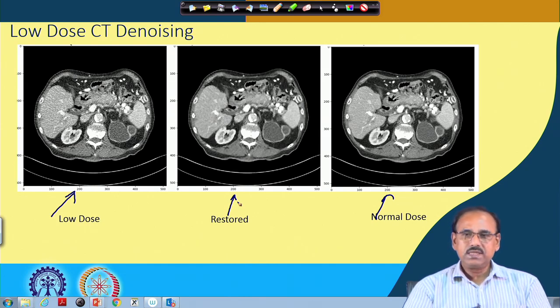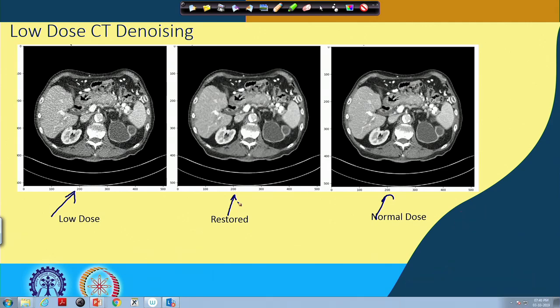So, in today's lecture, we have talked about one of the loss functions, that is the dice loss, which can be used for training a neural network meant for semantic segmentation. And we have talked about another application of this deep neural network, which is for denoising of the noisy image.